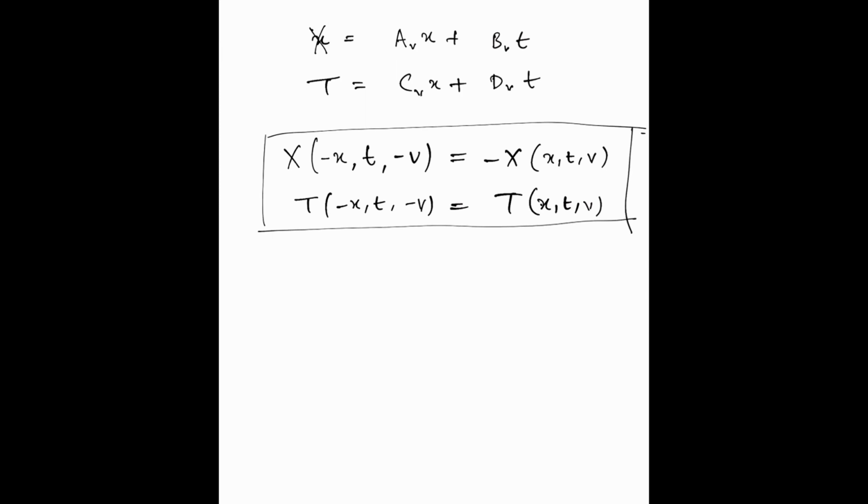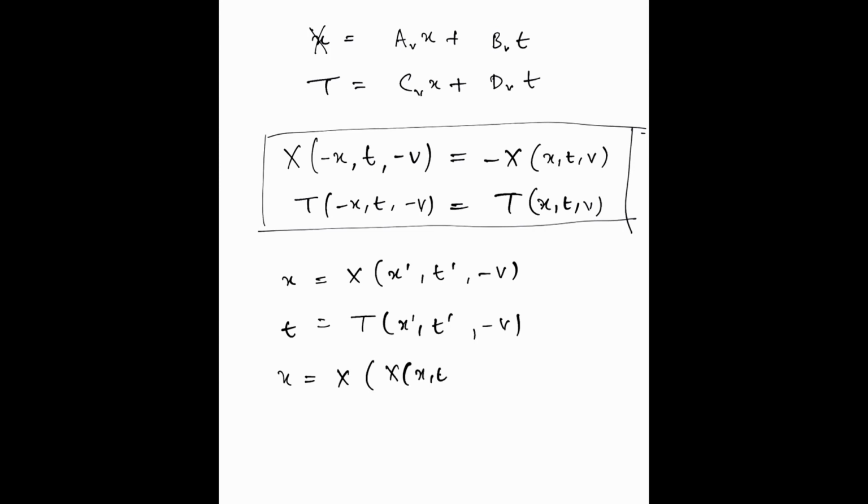And another set of conditions is: what if I want to go back from the S dash system to the S system? All that means is in the S dash system, the S system is moving at a velocity minus v, right? That's the only specialty. So if I were to write x and t as a function of the new coordinate system, it will be X of x dash, t dash, minus v, and T of x dash, t dash, minus v. But again, x dash and t dash I can write in terms of the original x and t.